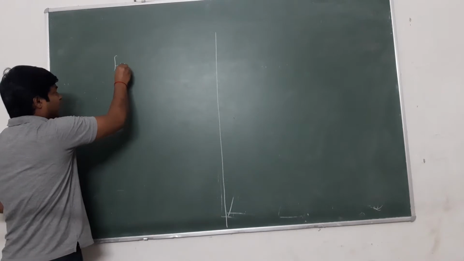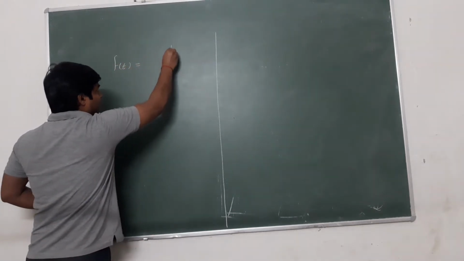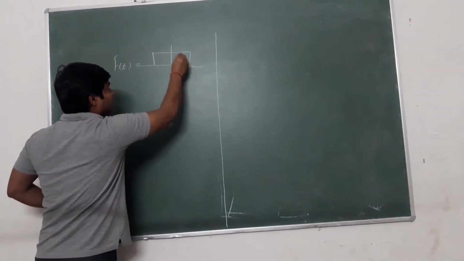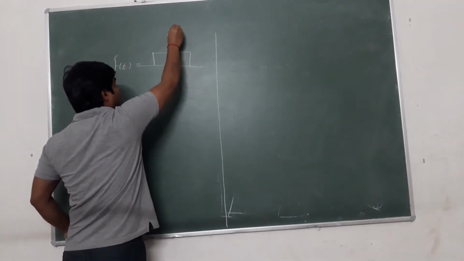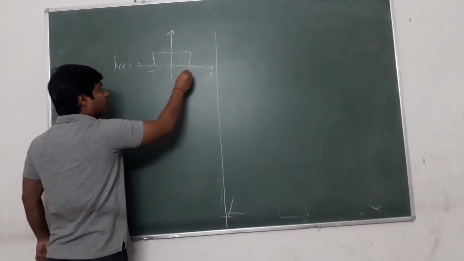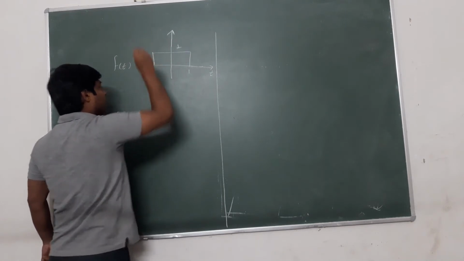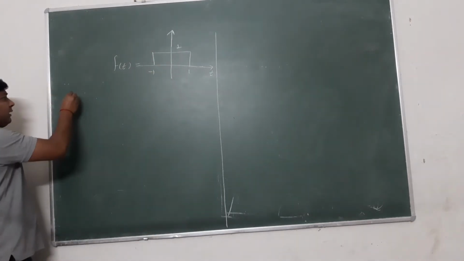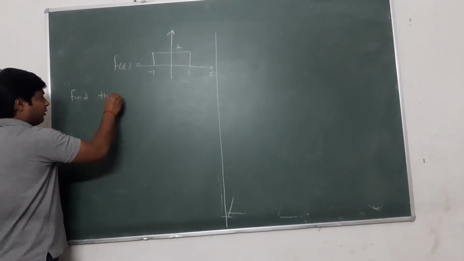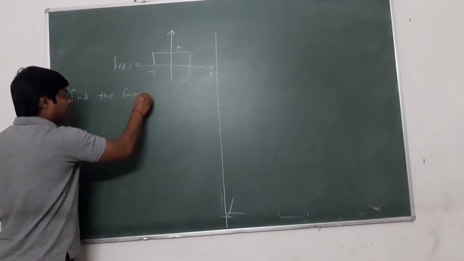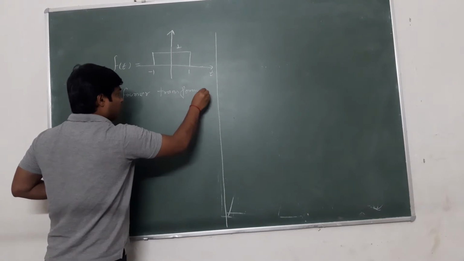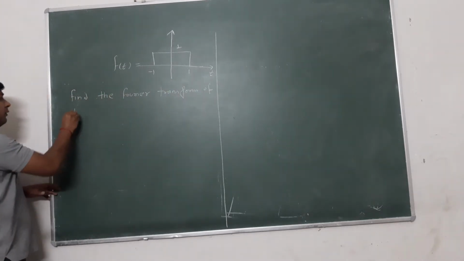Suppose that f(t) is given as a signal from t equals minus 1 to 1, and its amplitude is 1. Now find the Fourier transform of f(t). Find the Fourier transform of the given signal.